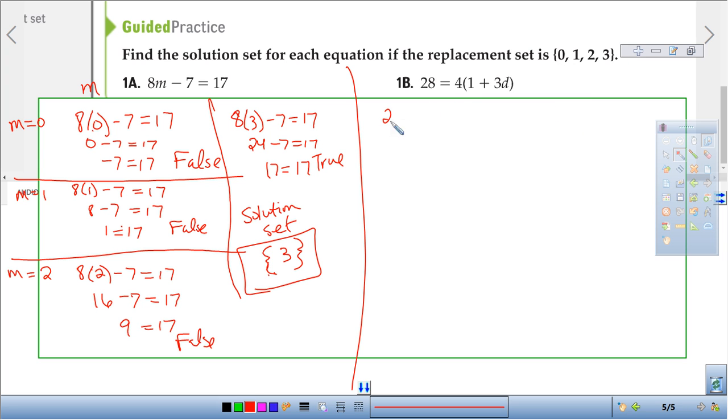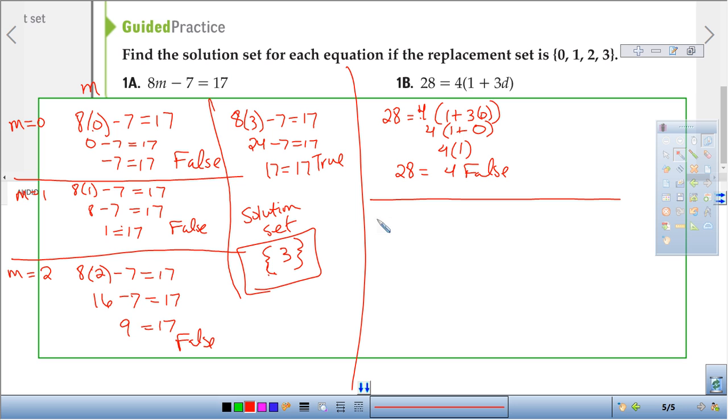So I'm going to go with 28. Is that equal to 4 times 1 plus 3 times 0? Okay, so this gives me a 0. So I'm going to have 1 plus 0 here times 4. 1 plus 0 is 1, times 4, which is now just 4. So is 28 equal to 4? False.